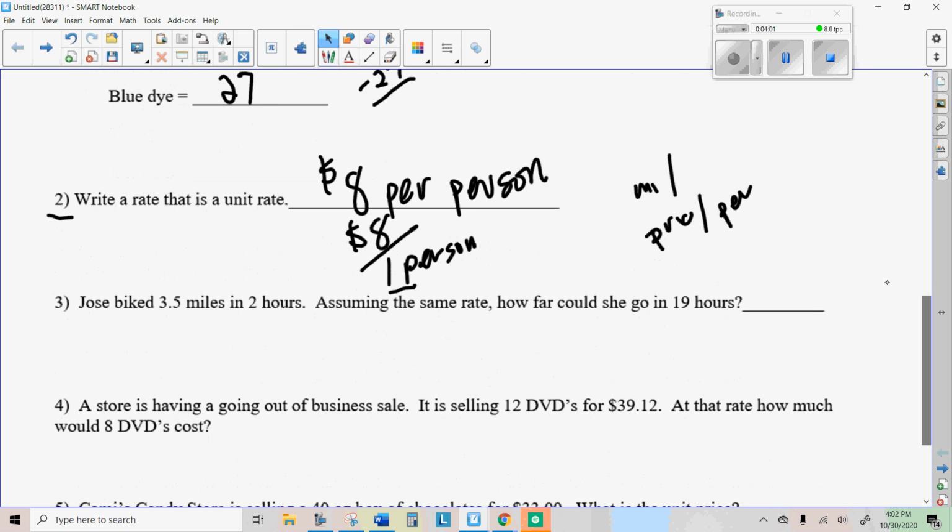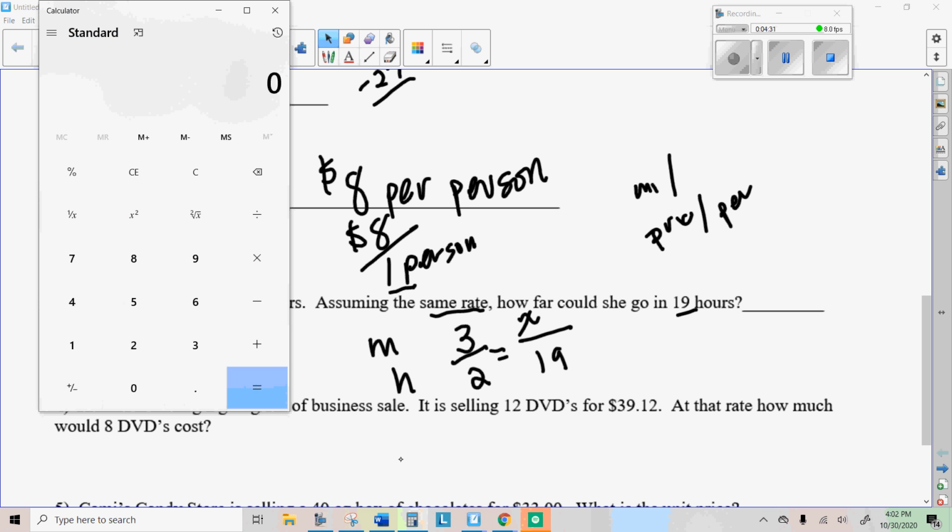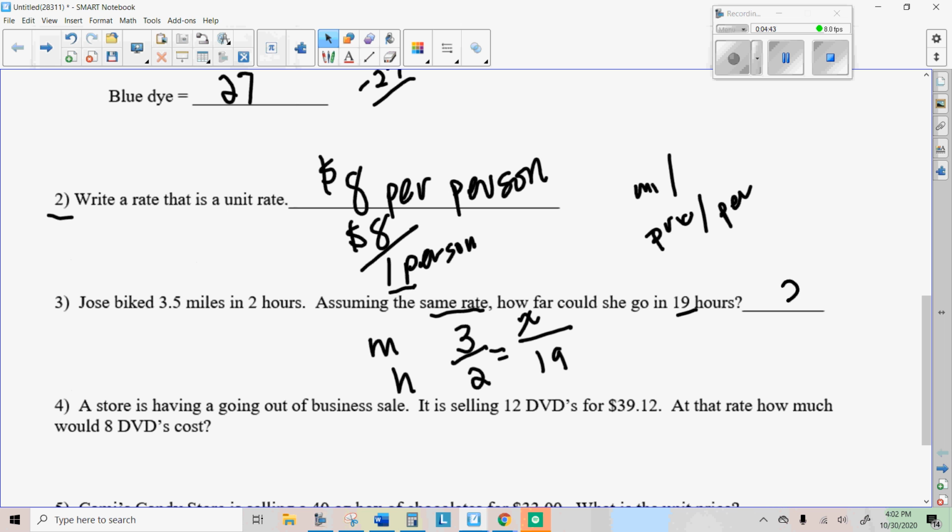Okay? All right, Josie biked 3.5 miles in 2 hours, assuming the same rate. How far could she go in 19 hours? So what I would do is set up a proportion, and I would do my miles on top and my hours on the bottom. So 3.5 over 2, and then in 19 hours it needs to be proportional. Since 19 is hours, I would put it down there. And then I would do the math. I would do 3.5 times 19, multiply across, and then divide by the 2. And that's 33.25.